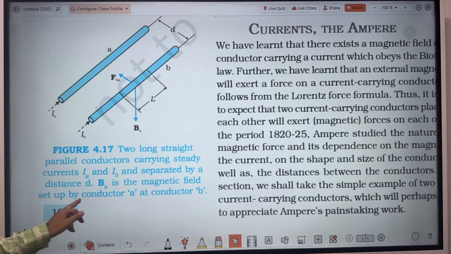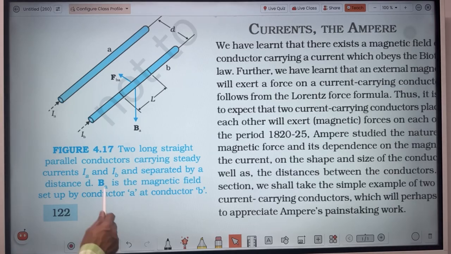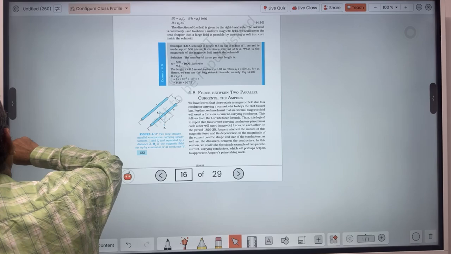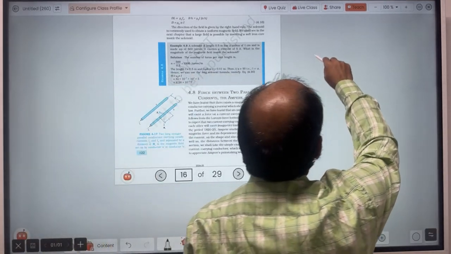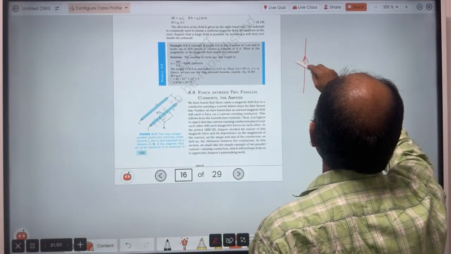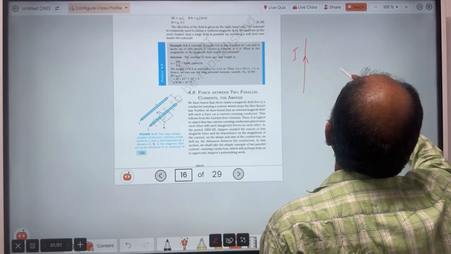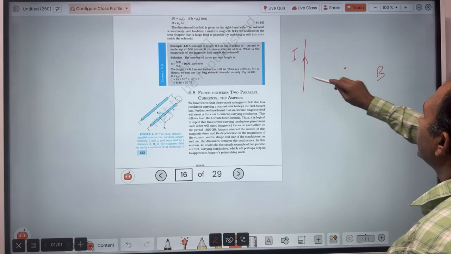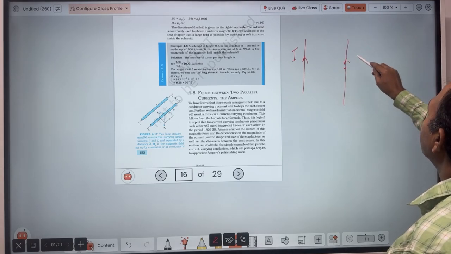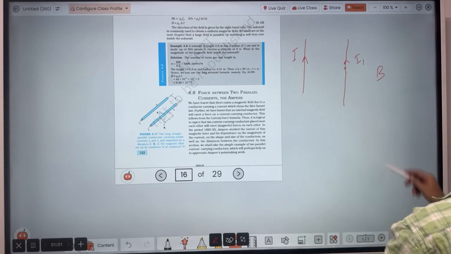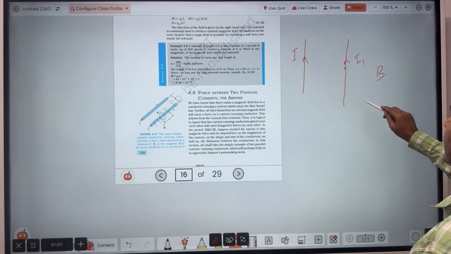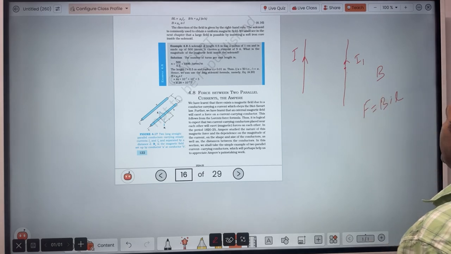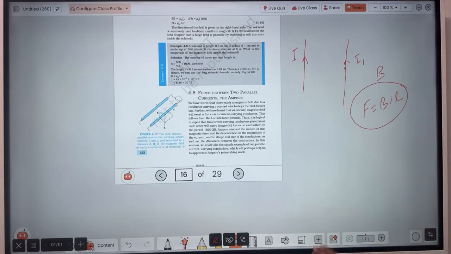BA is the magnetic field set up by conductor A at conductor B. So what is happening here? Let's see an insight, and after that we will read whatever is given there. Suppose this is a conductor and it carries current I. It will give rise to a magnetic field, right? And in that magnetic field, if there is another conductor carrying current I1, it will experience a force, right? If you remember, F equals BIL sine theta, and here theta will be taken to be 90 degrees.